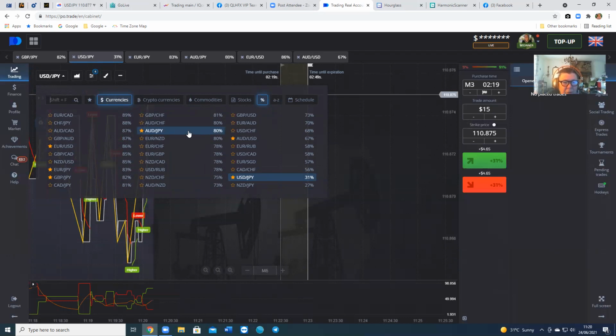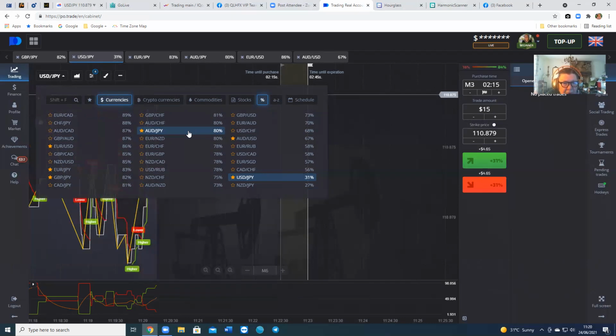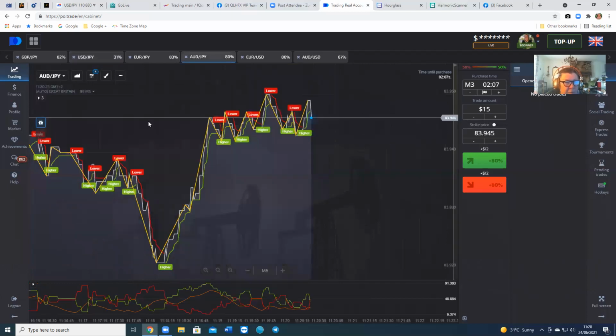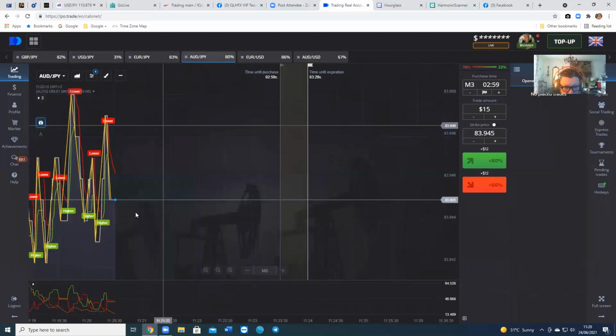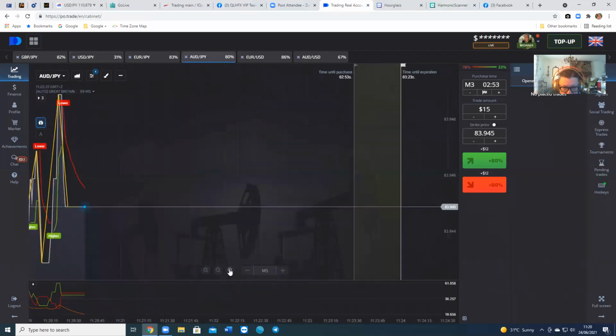I don't flick through pairs and I don't press buttons willy-nilly, although I did a little bit there because I didn't even check the percentage. So AUDJPY 80% is the only one I want to trade on Pocket Option. It aligns with what I said at the beginning of the session, that I'd look at USDJPY and AUDJPY. So I'll leave that, and I've got it on the 6 minute as well. I like to keep that on the 3 minute view.